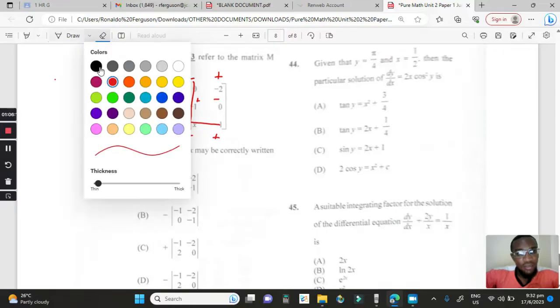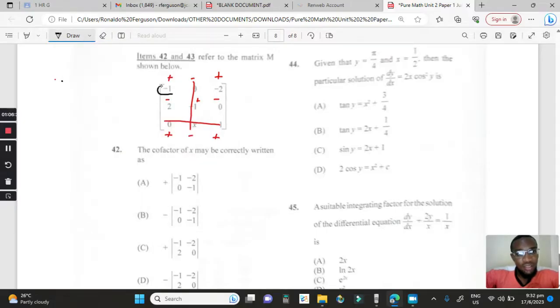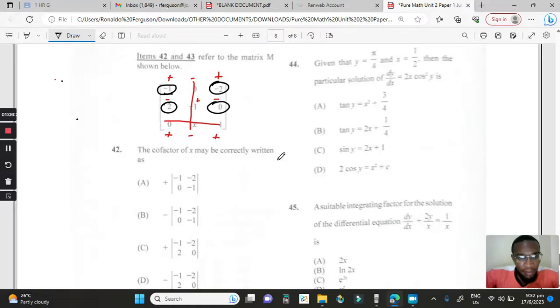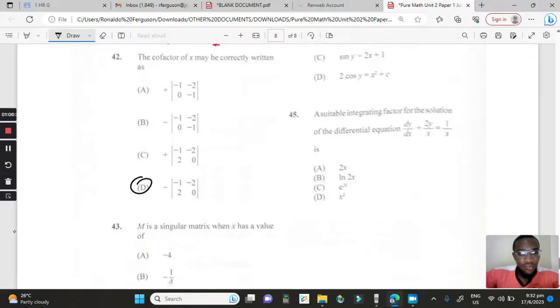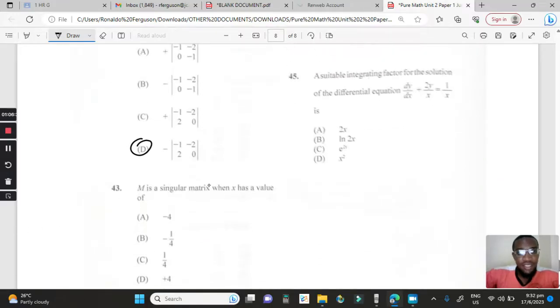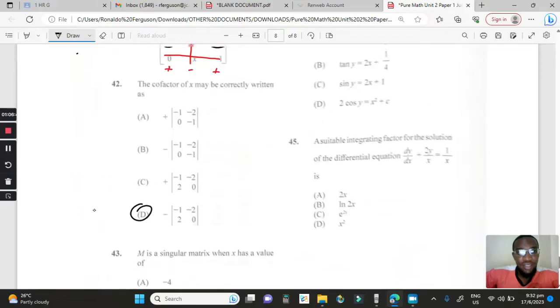Alright, so let me just circle the 4 elements. Minus 1, minus 2, 2, 0. That's what we're looking at. That's option D. Alright, it says M is a singular matrix when x has a value of.